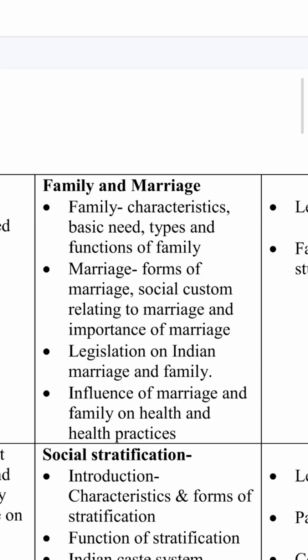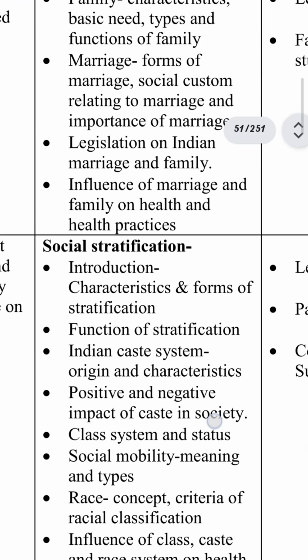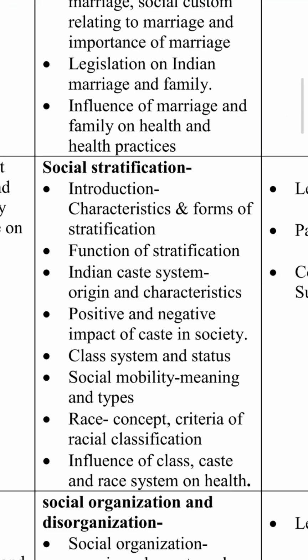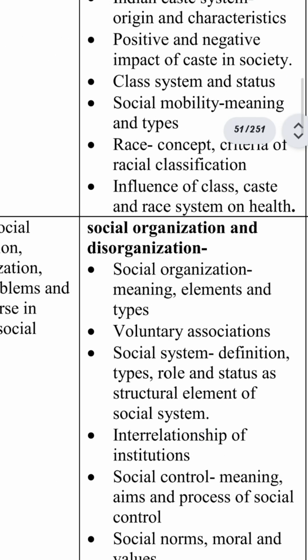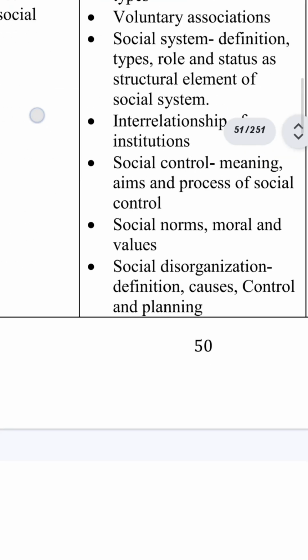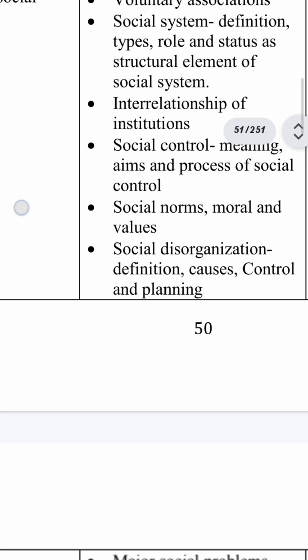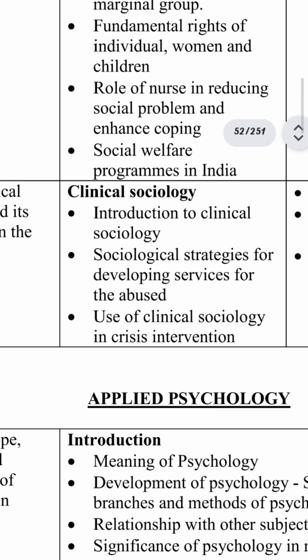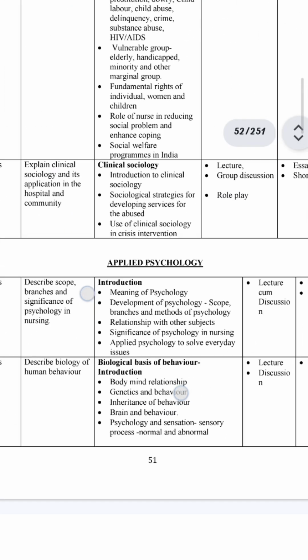Okay, this is an important question. What is family, what is institution, what is social stratification, you have to study. What is social organization, like voluntary association, you have to study in voluntary association. Okay, these topics you have to mention and study nicely. And then clinical sociology you have to study, and then you go to psychology.